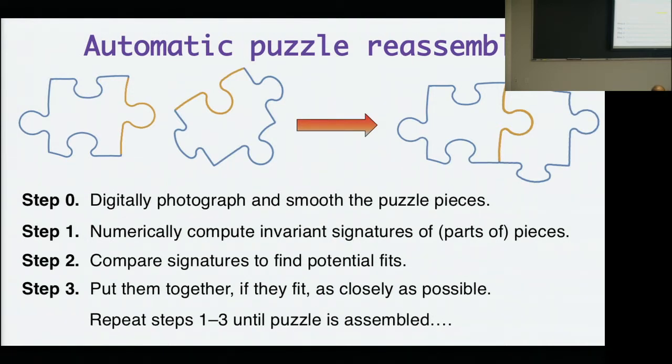Then we numerically computed invariant signatures, but of course you don't want to match the entire piece, so you don't want the entire signature. So we have a method of splitting up the edges of the pieces into different parts. I'll explain that in a second. And we computed those numerically by using those invariant numerical algorithms. And then we compared the signatures, and I'll discuss what we mean by comparing, to find the potential fits, and then we put them together and repeat.